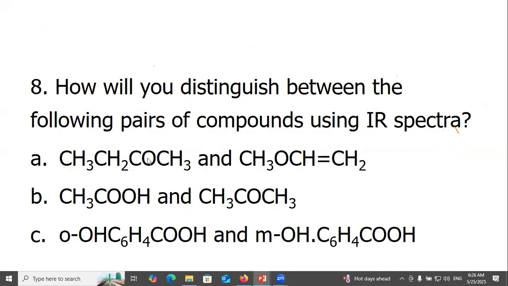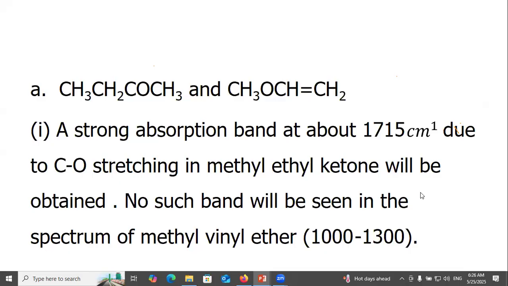First, compound pairs first, second, third have been given. In case of pair first, a strong absorption band at about 1715 per cm due to carbon-oxygen stretching in methyl ethyl ketone will be obtained. No such band will be seen in the spectrum of methyl vinyl ether.